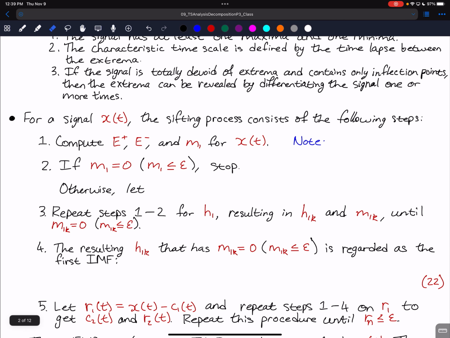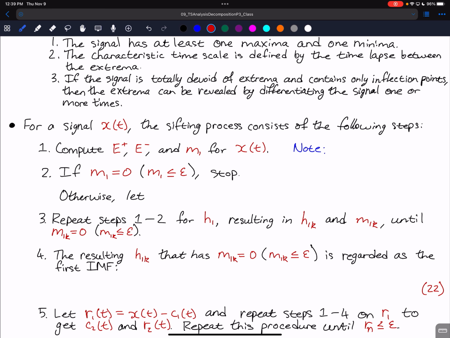So for a signal x of t, the EMD applies a sifting process that follows these steps. We're going to start with our signal x of t. We're going to compute the positive and negative envelopes based on those maximums and minimums, and the mean of their value. And just so you know, the mean, m1 here, is defined as m1 equals e plus plus e minus, divided by 2. So just your standard mean.